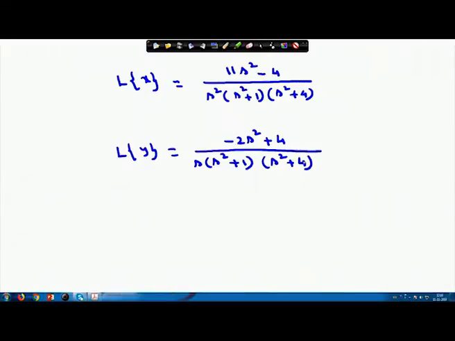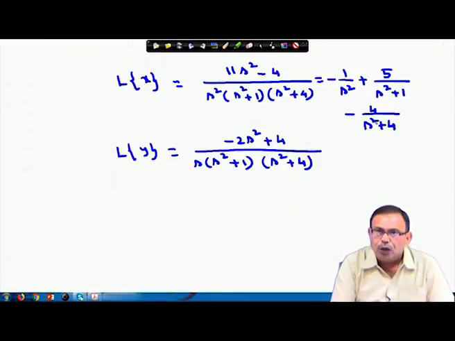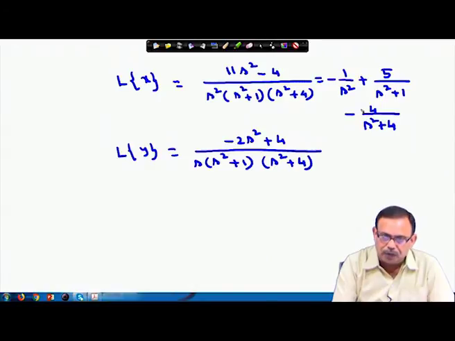Now Laplace transform of x and Laplace transform of y can be broken. If you break it, this will become minus 1 by s square plus 5 by s square plus 1 minus 4 by s square plus 4. Please note that I am not explaining all these things, because they have already been covered earlier. So, please check whether the calculations are correct or not. We have to break it because, as I told you, in the denominator there must always be only one term, so that I can obtain the inverse Laplace transform very easily.